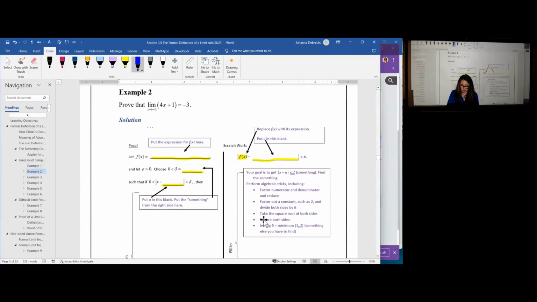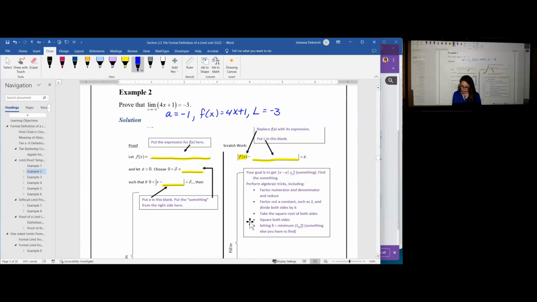In example 2, we're trying to prove that the limit as x approaches -1 of 4x plus 1 equals -3. Let's start by identifying our pieces. The value of a that x is getting close to is -1. My function is 4x plus 1. My limit value is -3.